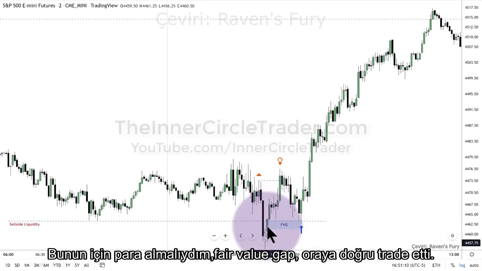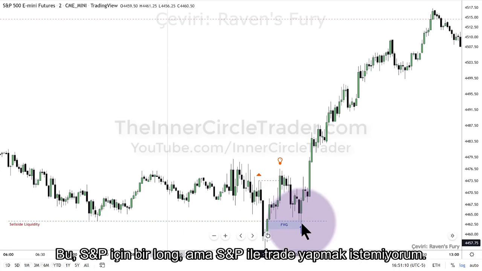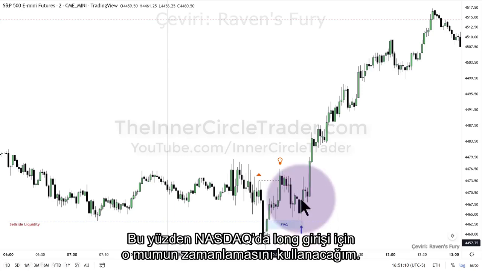Oh, ICT. Fair value gap. Trade down into it there. That's a long for S&P. But I don't want to trade the S&P. So I'm going to use the timing of that candle for my long entry on NASDAQ.